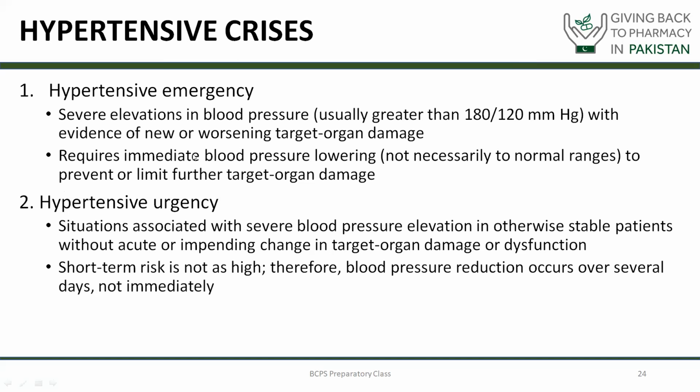In hypertensive urgency, the situation is associated with severe blood pressure elevation. In other words, it is a stable patient with acute or impending changes in target organ damage or dysfunction. The short-term risk is not as high, therefore blood pressure reduction occurs over several days, not immediately.